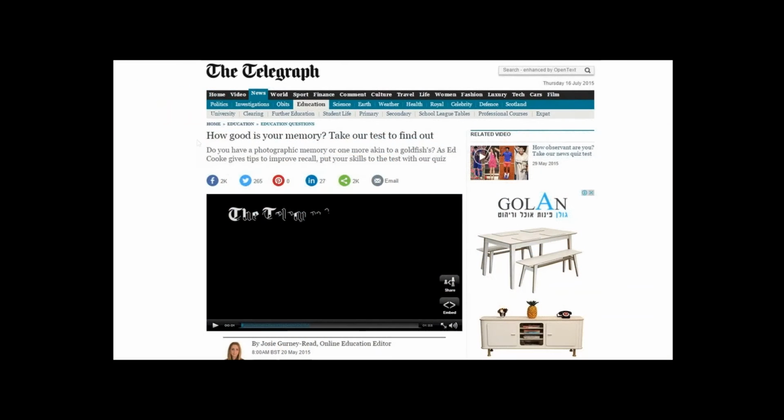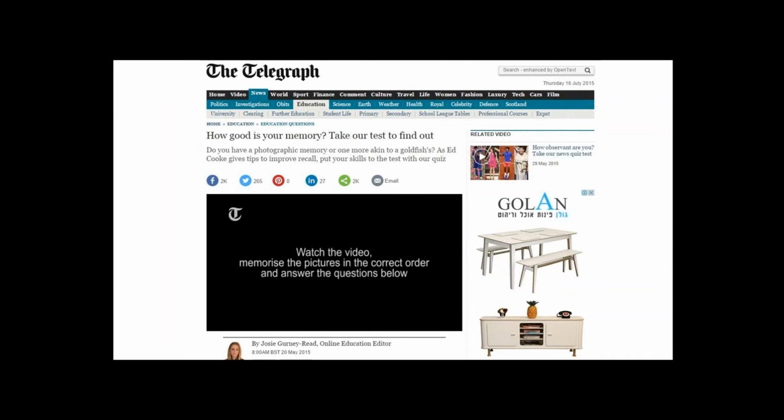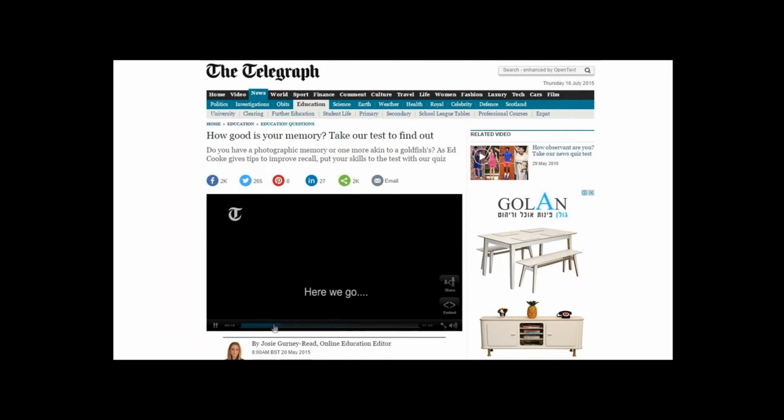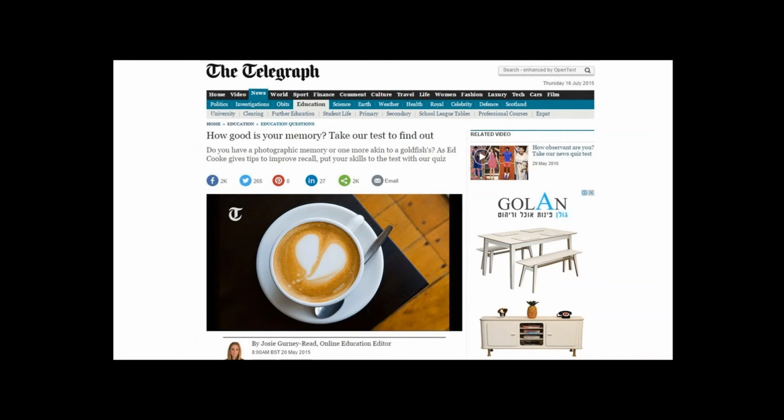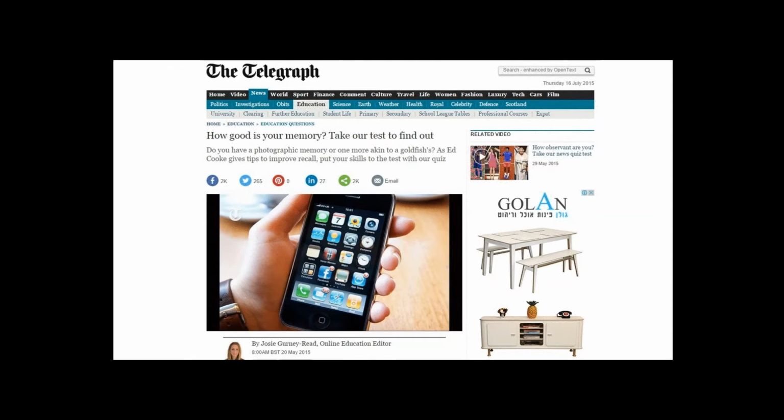So here we have an example from one of our partners, The Telegraph. How good is your memory? Now they're asking us to watch a video, and we're going to see 20 pictures in a row. We're going to look at each picture for 3 seconds, and we're being asked to make mental notes and remember the order of the pictures. So see, we're being mentally challenged. Here we go. All right, our first image, 2 women on bikes. Next image, a cappuccino. Next image, an iPhone.